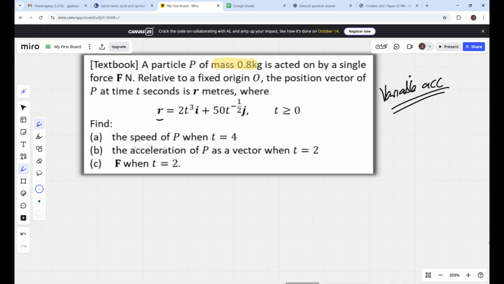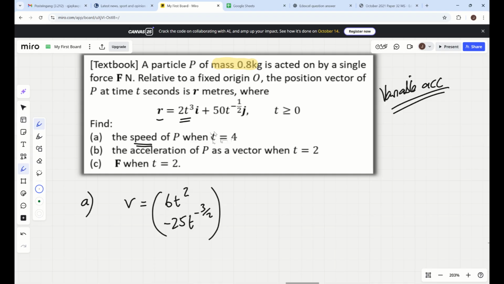It says find the speed. So speed takes on a slightly different meaning here, doesn't it? Because we've got two dimensions. So we need to find velocity first, and then we need to do the magnitude of the velocity. So A is more difficult than it was in the previous part of the chapter. So let's differentiate first, and we're going to say that the velocity is equal to, if I differentiate that, 6t squared. And then this one here is minus 25t to the minus 3 over 2 as a column vector.